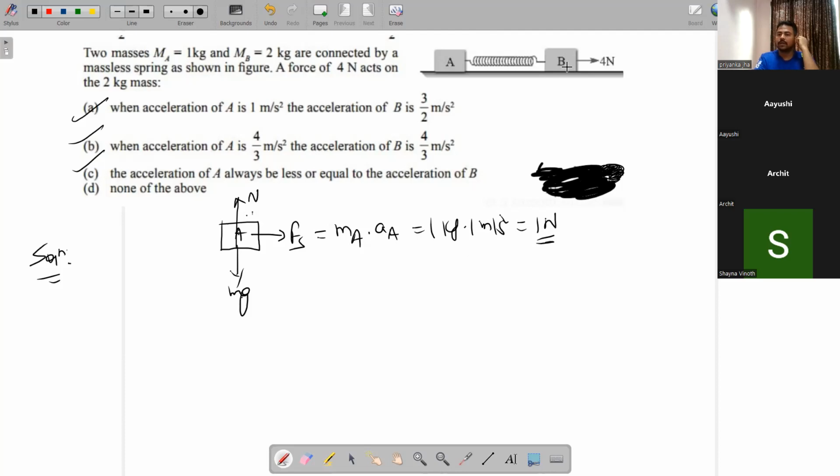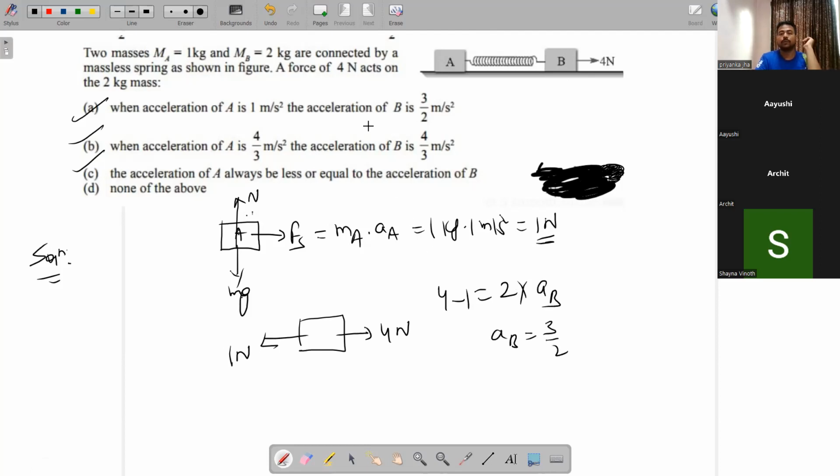Now, draw the FBD of B. That is 4 Newton. Here, this should be the tension due to the spring, that is 1 Newton. And we have to find the acceleration of B. So 4 minus 1 must be equal to mass of B into acceleration of B, that is 3 by 2. So the first answer is correct. You can do the same thing with B. You will get B as well.